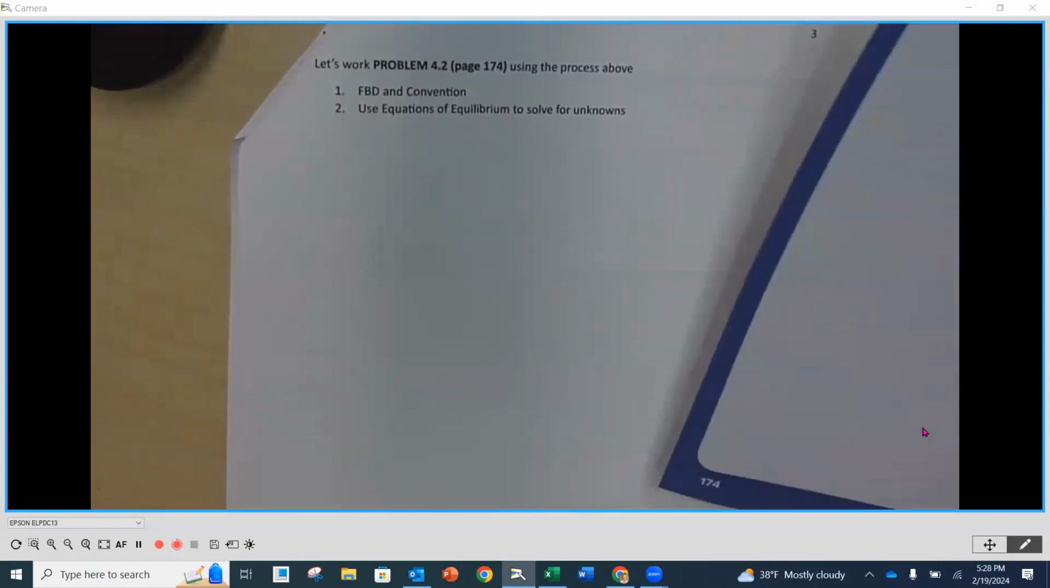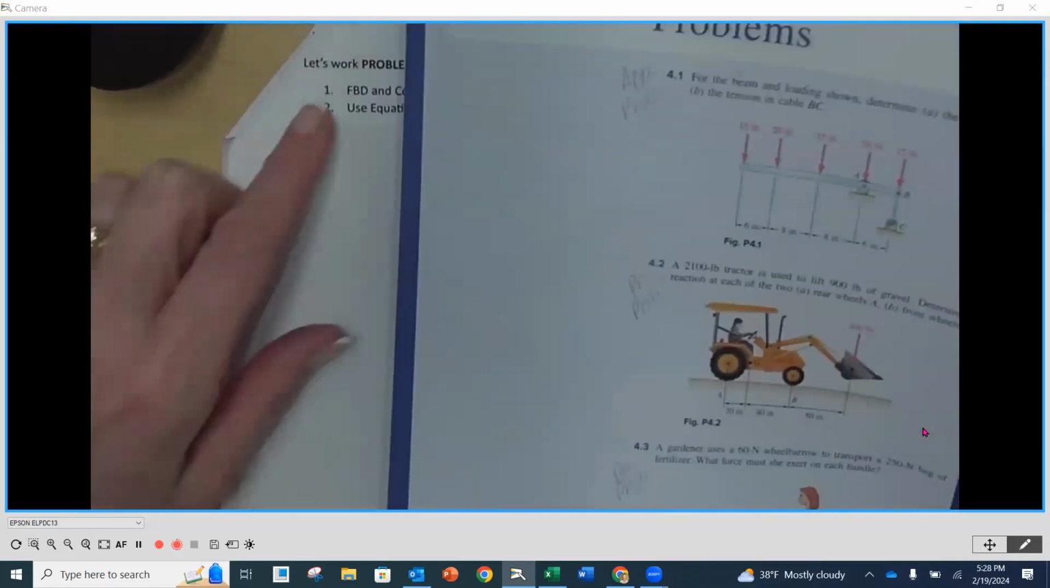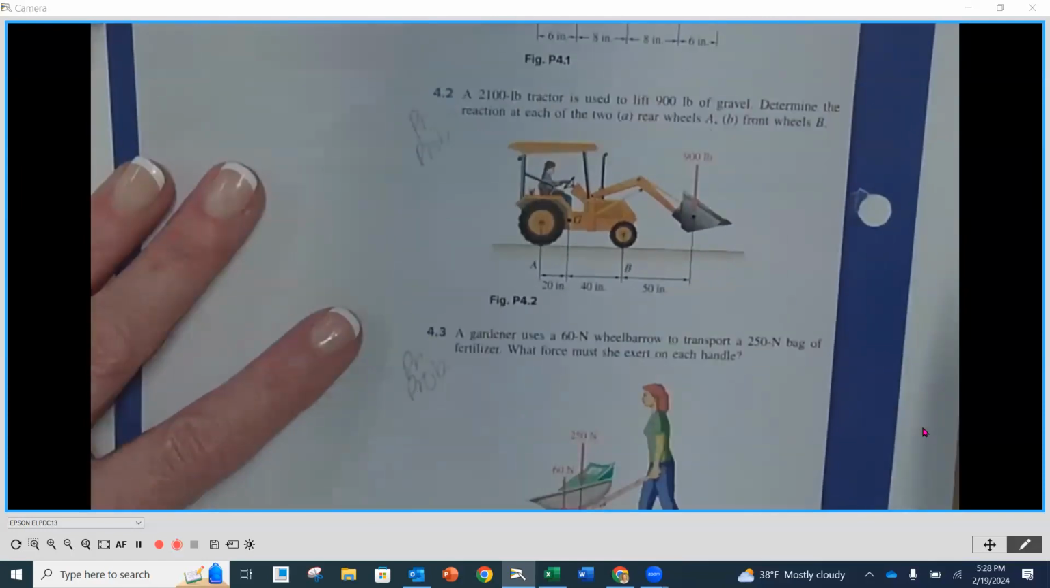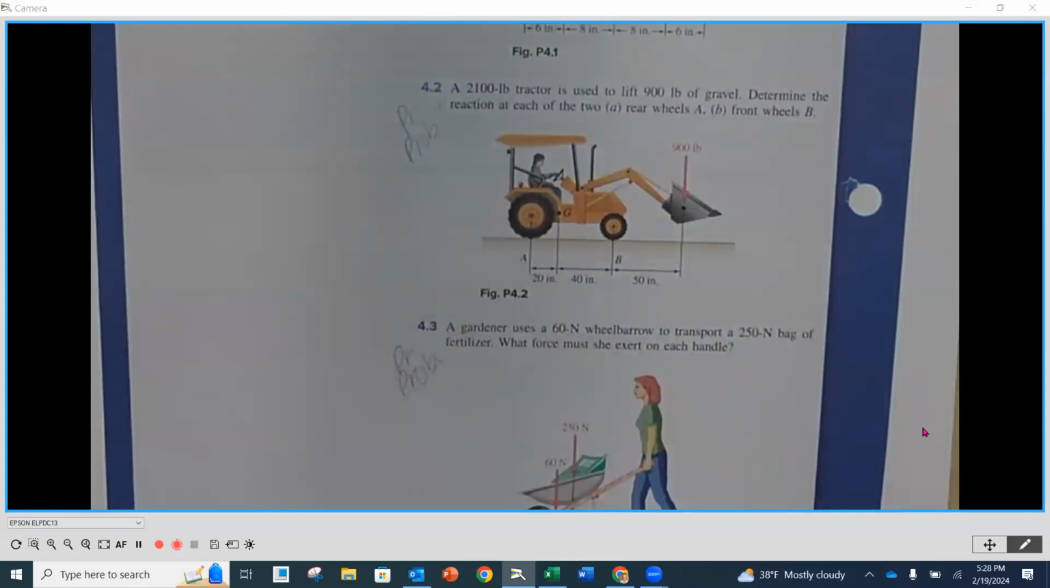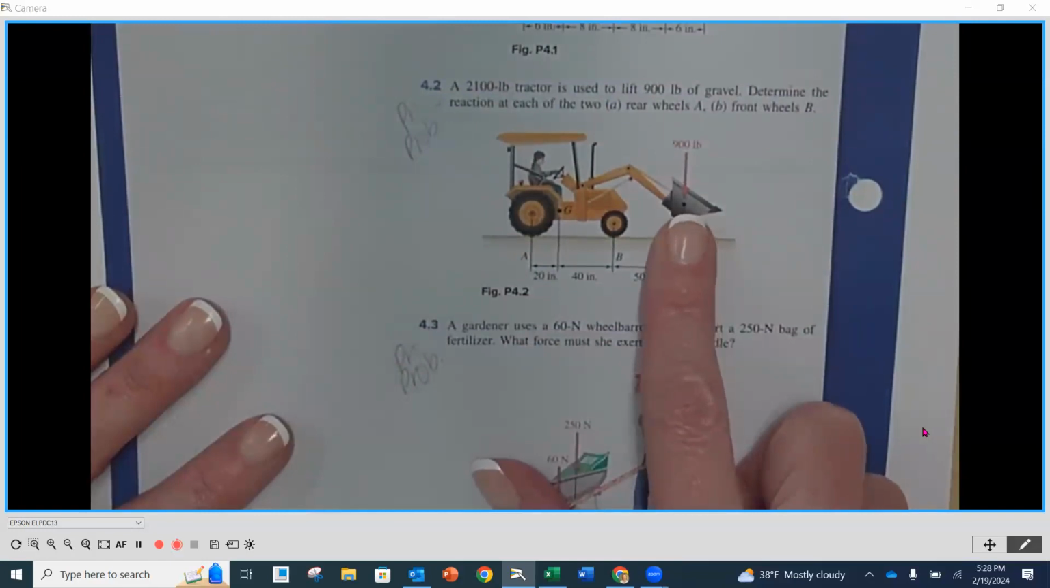So we're going to look at problem number 4.2 on page 174. So that is this problem right here. And the problem statement says we have a 2,100 pound tractor. That's going to be the weight of the tractor. It is used to lift a 900 pound load of gravel. And that's going to be in the scoop here.